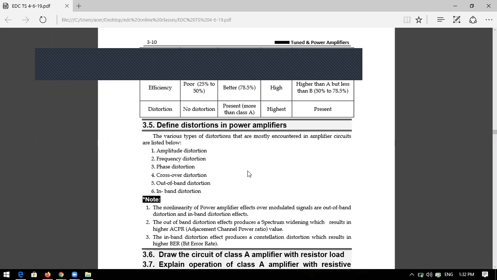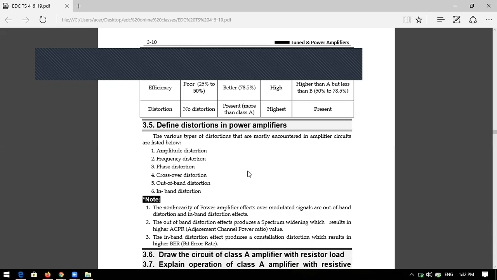Phase distortion is also like that. The phase of the output signal is different from the phase of the input signal. So there is not much difference from amplitude and frequency distortion, but here we concentrate only on the phase, where the phase is different from the input side. So this is the phase distortion.